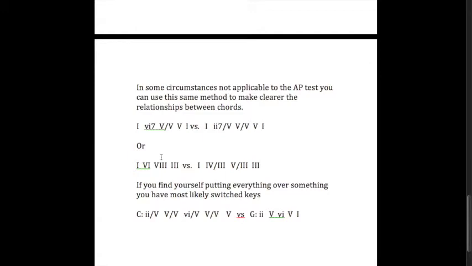Now, if you find yourself putting everything over something, you will most likely switch keys, however. If you, for instance, in C major, see 2 of 5, 5 of 5, 6 of 5, 5 of 5 to 5, it's probably that you're in G and you're just seeing 2, 5, 6, 5, 1. It's just a whole lot simpler. It's kind of the idea of Occam's razor. The simplest thing is the most correct thing in this case, the most elegant thing.